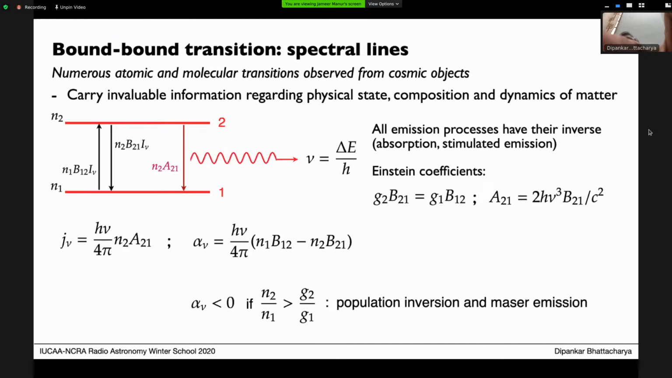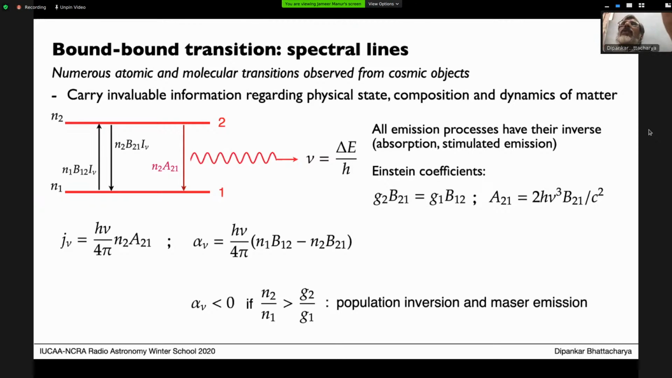And the number of such occurrences per unit time will be equal to N1, where N1 is the population per unit volume, or the population in the source in state 1, and B12, which is the probability, and I nu is the incident intensity. So N1 B12 I nu is the rate at which the upper state will be populated from the lower state because of the incident radiation. So this results in absorption of the incident radiation.